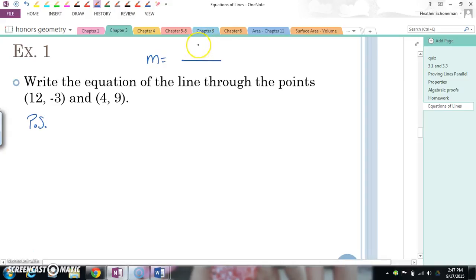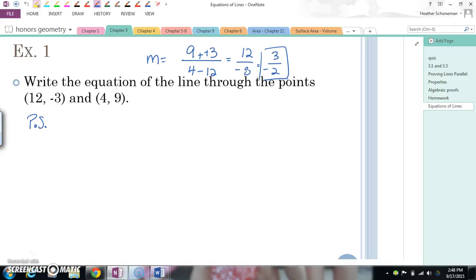So it'd be y2 minus y1, so we have 9 minus negative 3 over x2 minus x1, which is 4 minus 12. So that's going to leave us with 12 over negative 8, which is going to reduce to, divide them both by 4, 3 over negative 2. So our slope that we're going to use is negative 3/2. Now we're ready to put it into point slope form. However, we have to pick a point, and it doesn't make any difference which point we use. I'm going to pick that one only because it's listed first.